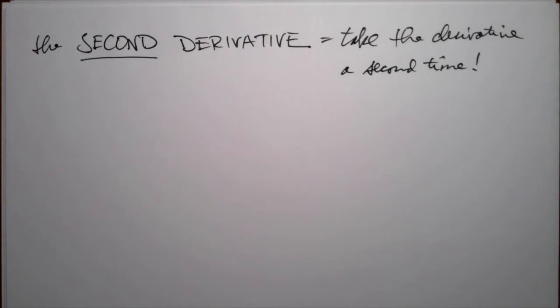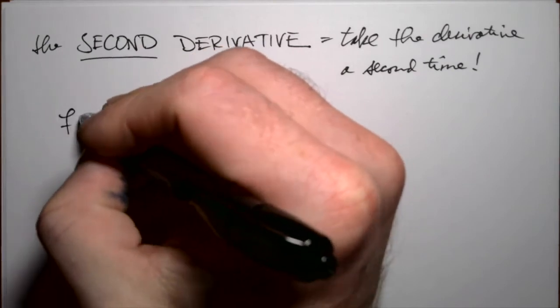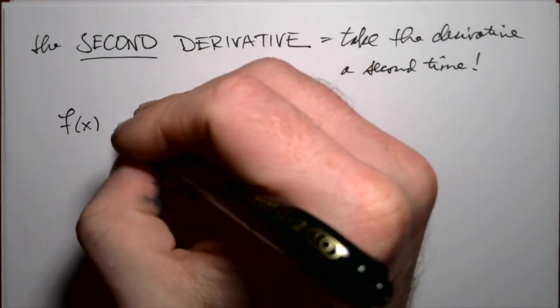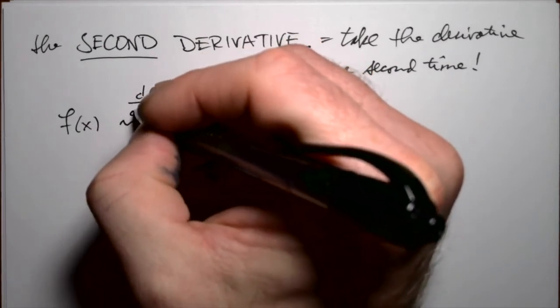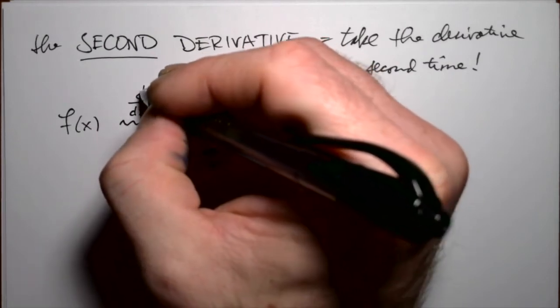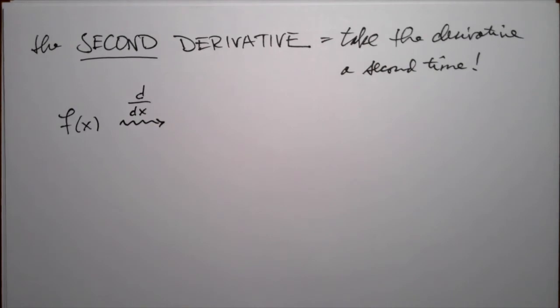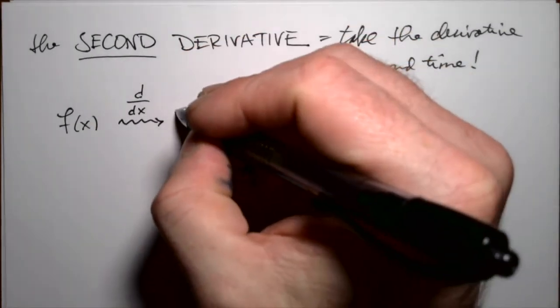It's time to talk about the second derivative. What does that mean? It just means take the derivative a second time. So what do I mean by that? Well, if we have some function f of x, then we have this process of taking the derivative. We can use this other notation d by dx just to stand for the operator, which means take a function and then spit out its derivative. Take the derivative of that function.